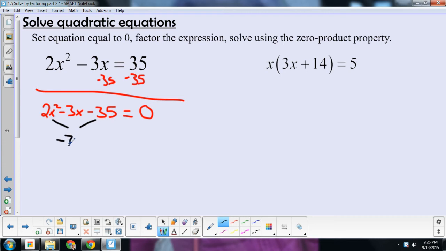2 times negative 35 is negative 70x squared. Factors of negative 70 add up to negative 3. Again, this is the hard part of the British method, but I think it's going to be negative 10x and positive 7x. Those add up to negative 3x. They multiply together to be negative 70. That's good. Bring down the outside terms. I got a 2x squared here, and I got a minus 35 over here.